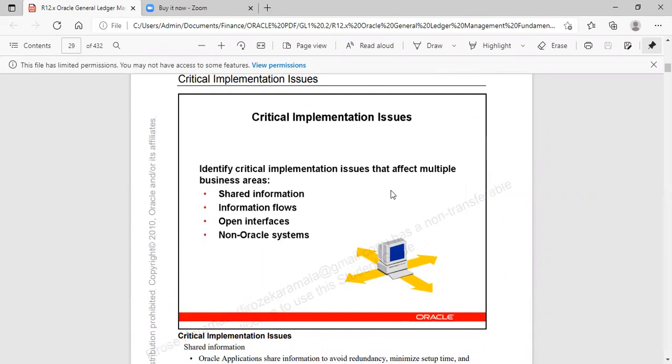So shared information means the data flows from the OEM to AR like that, and AR to GL. Okay, what is information flow? I think the first one, regarding suppliers and customers, will be shared across the modules. Information like sales order data will go to AR, and from AR, invoices go to GL. So that is the information flow.